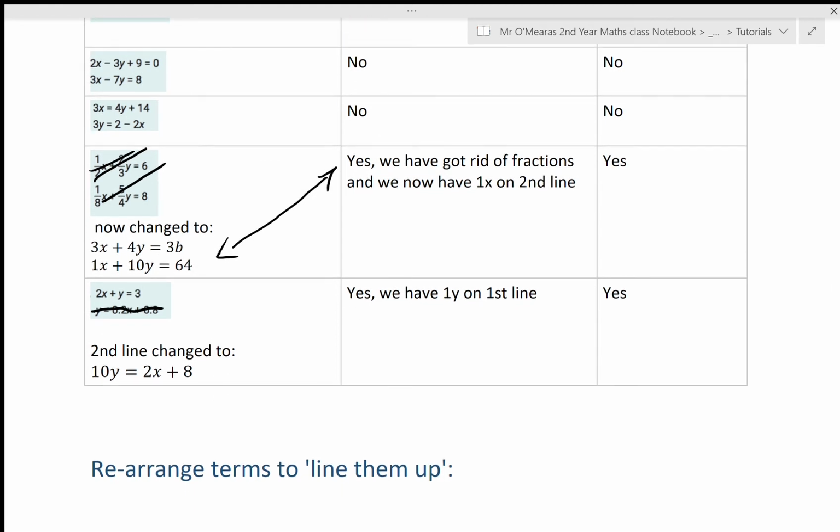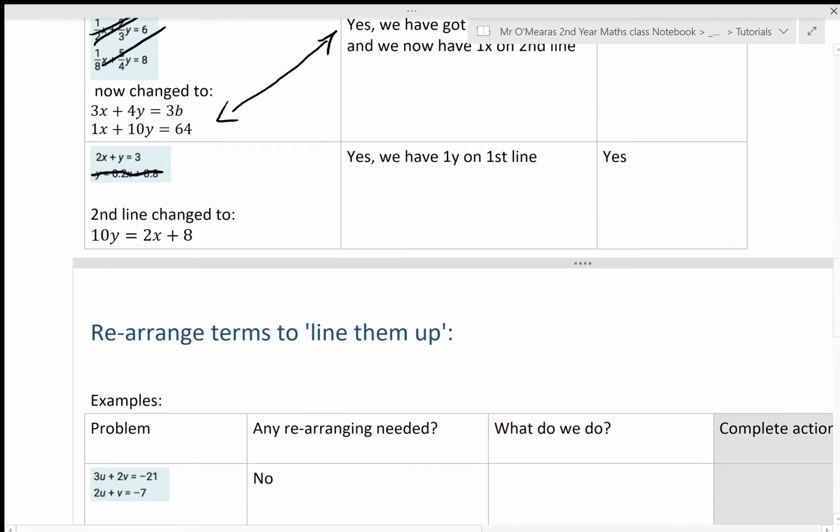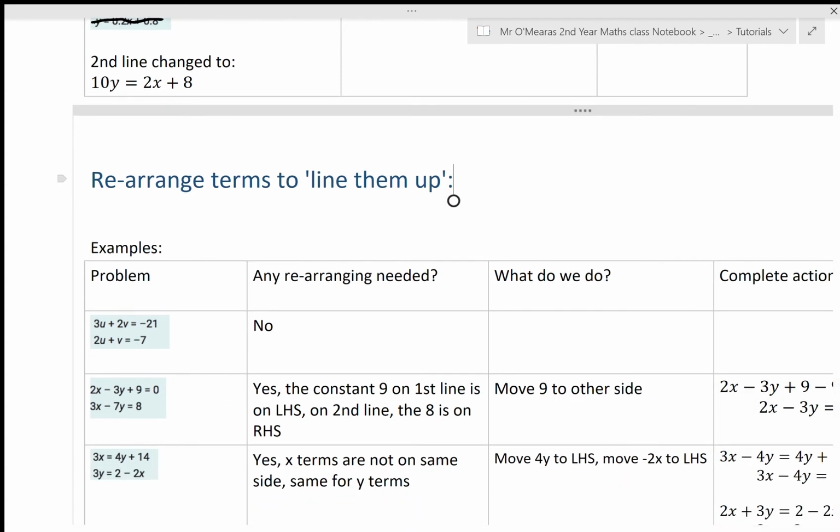Go on to the next one, and again, there were decimals in the original second line here. We multiplied across by 10, and we have 2x plus y equals 3 on the first line, so yes, we do have a 1y on the first line, so yes, that's suitable for substitution. Then we move on to the third step. The third step is to rearrange the terms to line them up.